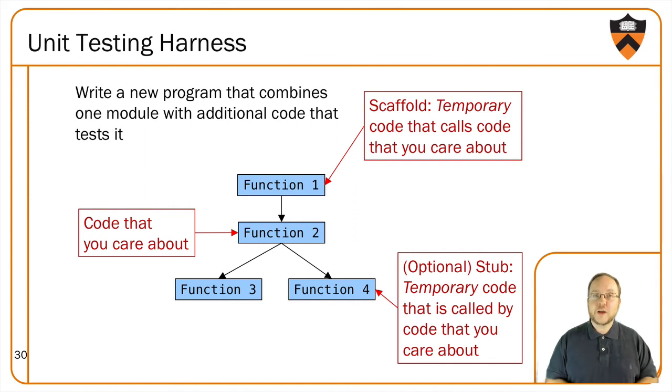Stubs are on the other side of the function we care about. It's a temporary or dummy or incomplete function that the function we actually are testing is calling. To test function 2, we might need to write a minimal version of the function that it calls. There are a couple of ways to do this. We could hard code the value that's supposed to come back from it.